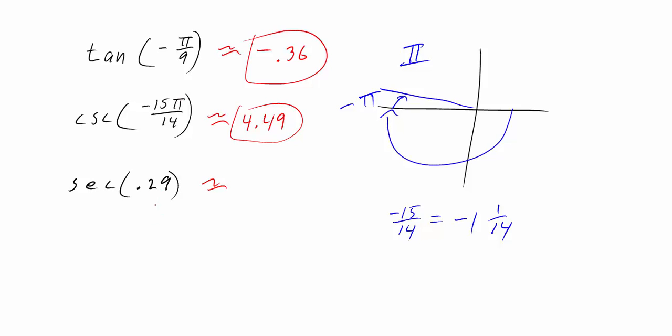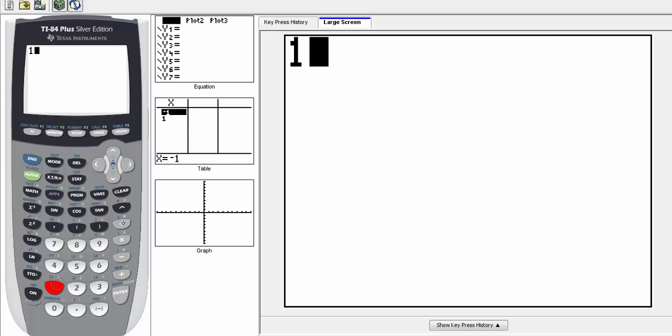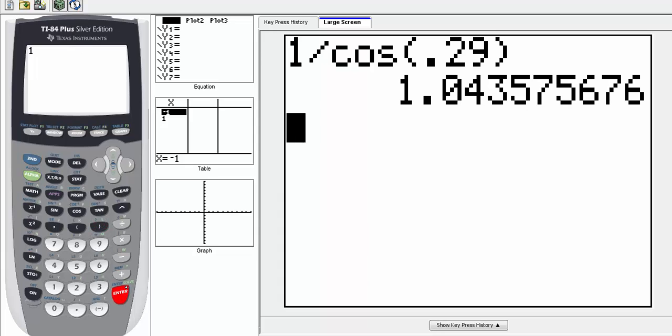remember, radians is not always in terms of pi. Here, this has already been multiplied by pi, so we have a decimal. And the reason we know this is radians is because we do not have a little degree symbol here. So we're still going to be in radian mode. So we're going to take the secant of 0.29. And for the secant, that means we're going to take 1 divided by the cosine of 0.29. And we get an answer of 1.04.